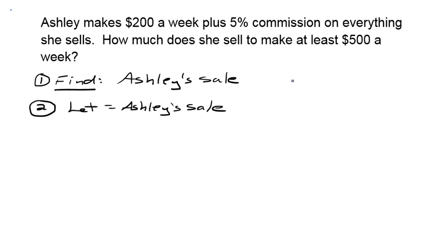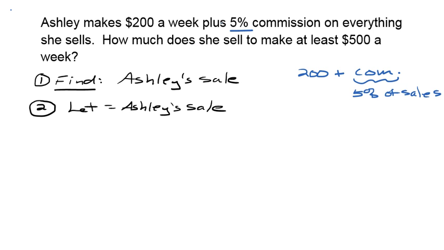So when somebody works on commission, they usually have a base pay, which in Ashley's case is $200. And then she gets commission on her sales, and her commission is 5%. So her income is going to be $200 plus her commission. So the commission is calculated as 5% of her sales.